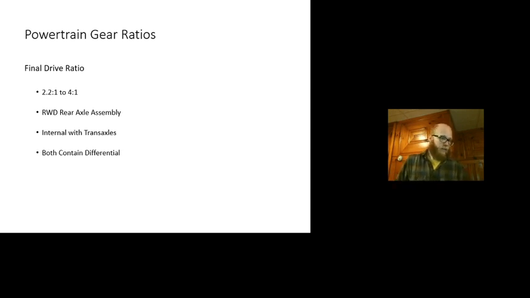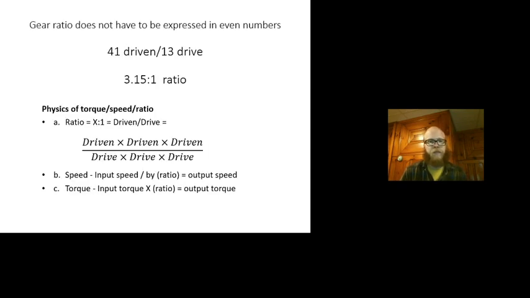A final drive, if it's a longitudinal setup, is going to be in the back axle. If it's front-wheel drive, we move from having a transmission to having a transaxle, because the transaxle has the final drive built into it. A ratio doesn't have to be expressed in even numbers. We talked about that with hunting versus non-hunting.